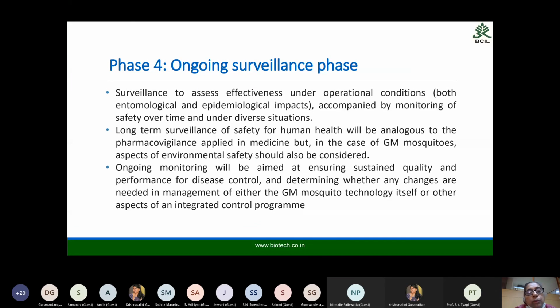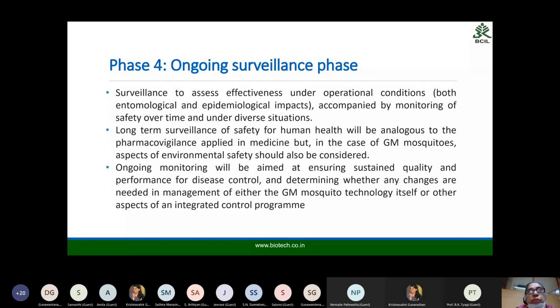In this pharmacovigilance program, in medicine, these are very well established parameters where we actually see that the usage of drugs is there, and any kind of effect is monitored in terms of any side effects or any kind of problems, if at all they can come. But in case of GM mosquitoes, what we are looking at is not only the efficacy point of view, but also the environmental safety issues will also be taken care of. The ongoing monitoring will be aimed at ensuring sustained quality and performance for disease control.